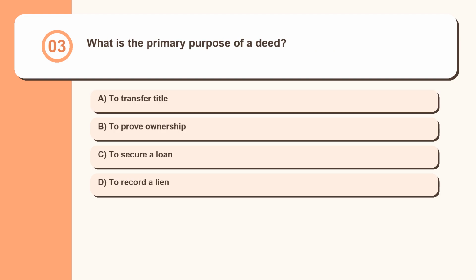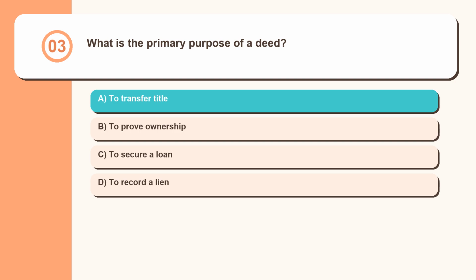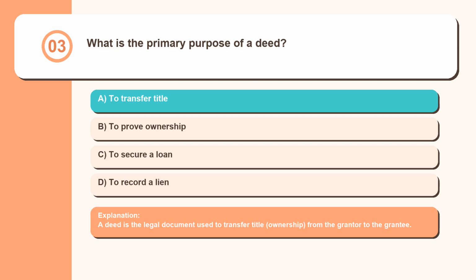Question 3. What is the primary purpose of a deed? To transfer title, to prove ownership, to secure a loan, to record a lien. A deed is the legal document used to transfer title, ownership, from the grantor to the grantee.